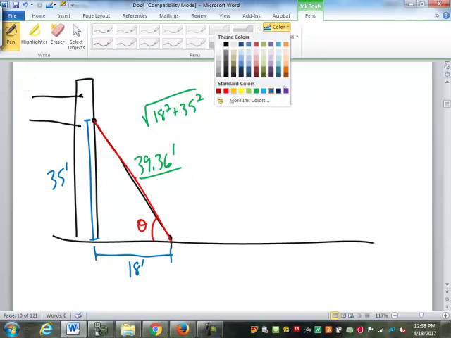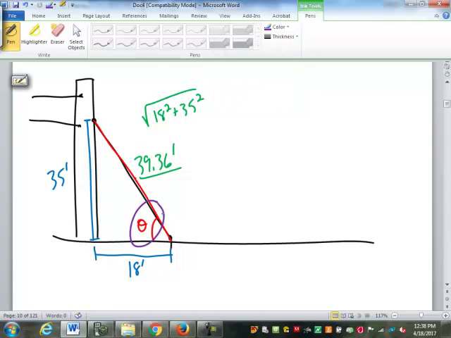The angle, since that's the angle we're looking at, we're going to look at the rest of the triangle in terms of that angle. The 18 is what side of the triangle? Opposite, adjacent, or hypotenuse? Adjacent. The 35 is the opposite. Why didn't I use the 39.36? Yeah, that's one I just calculated, and so I rounded in that calculation. I don't want to use a rounded number if I don't have to. And also, there's a small chance that we made a mistake there. That if we miscalculated, that number could be incorrect.